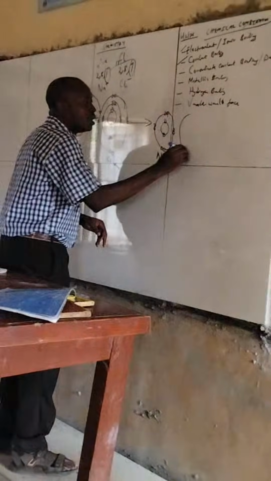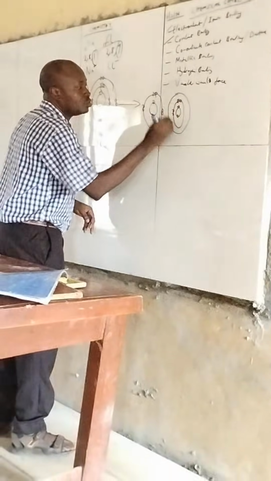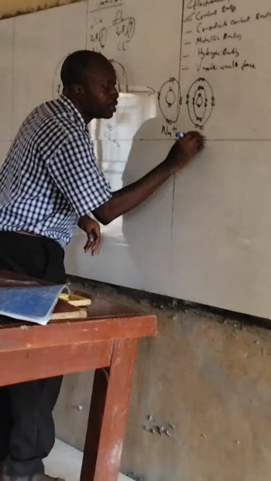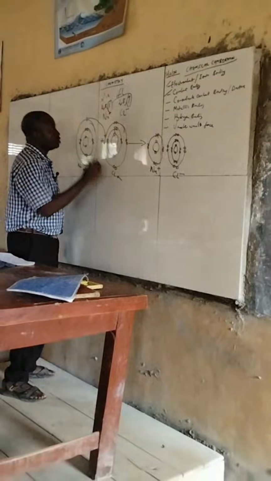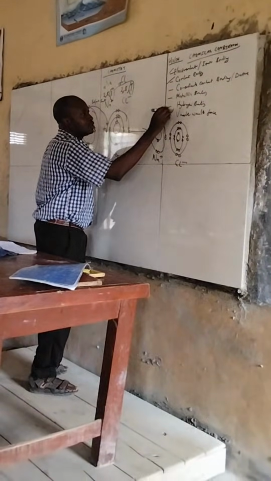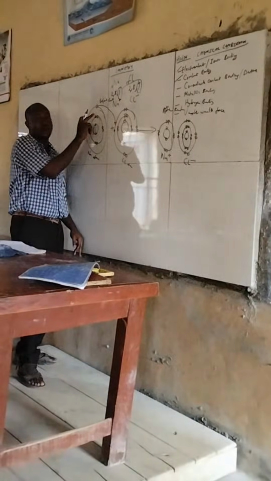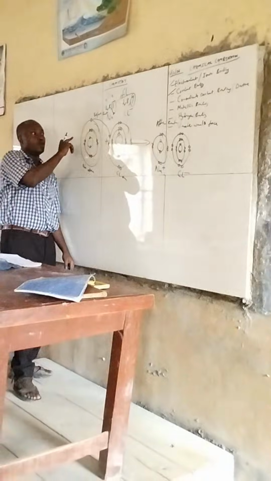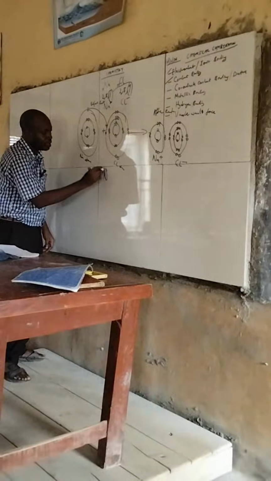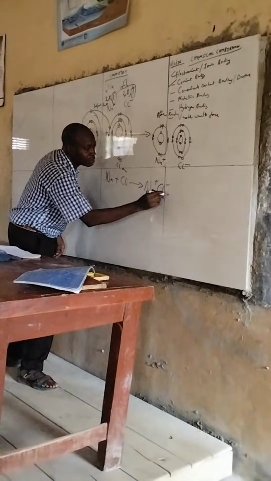The chlorine atom becomes a chloride ion. So this is before reaction, and this is after reaction. This type of bonding is known as electrovalent bonding, because of the transfer of electron from a metal atom to a non-metal atom. So this is the chemical reaction: Na plus Cl gives you Na+ Cl-.